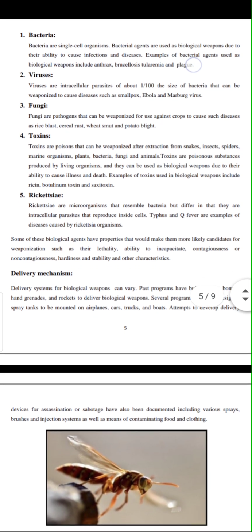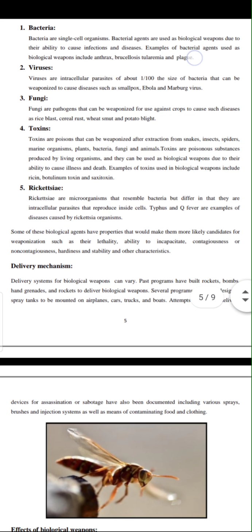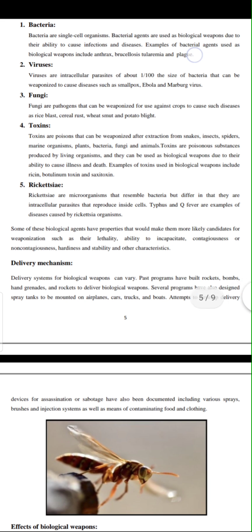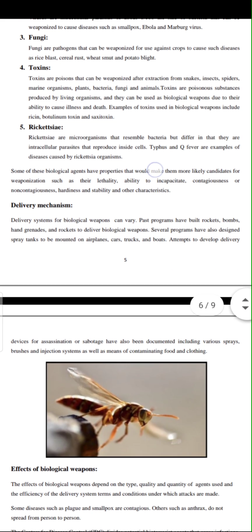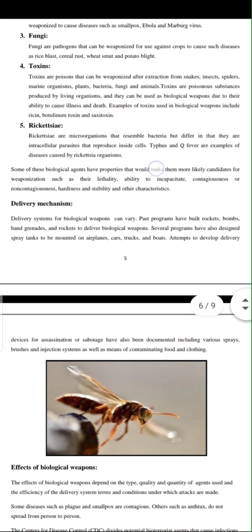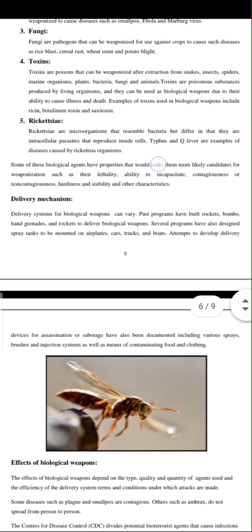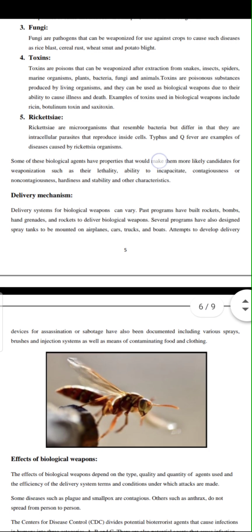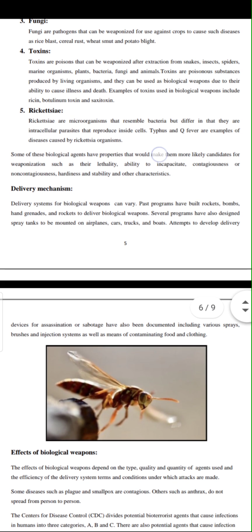Then come toxins. Toxins are poisons that can be weaponized after extraction from snakes, insects, spiders, marine organisms, plants, bacteria, and animals. They are poisonous substances produced by living organisms, and they are also used as biological weapons. They have the ability to cause illness and death. Their examples are ricin, botulinum toxin, and saxitoxin.